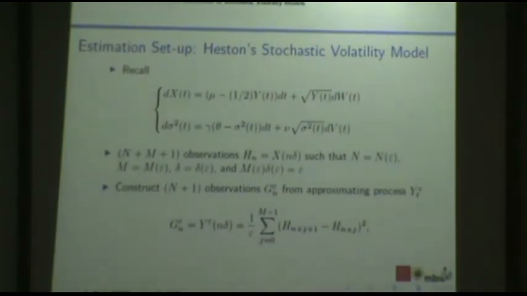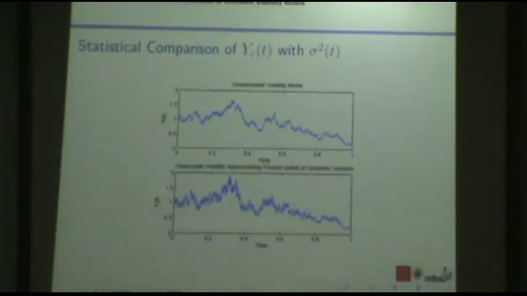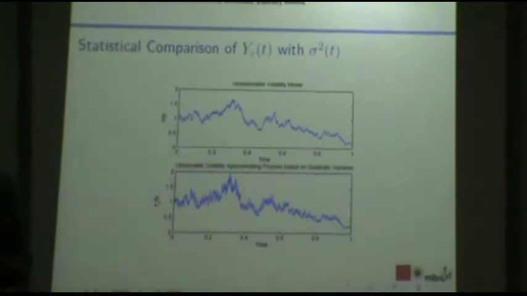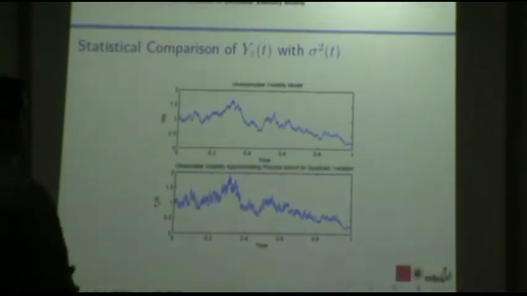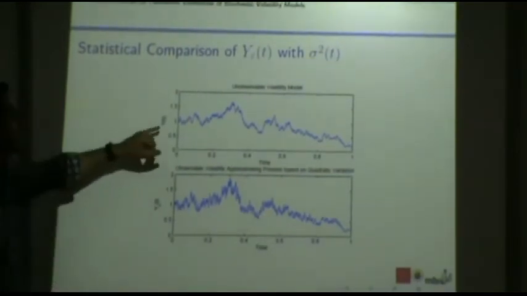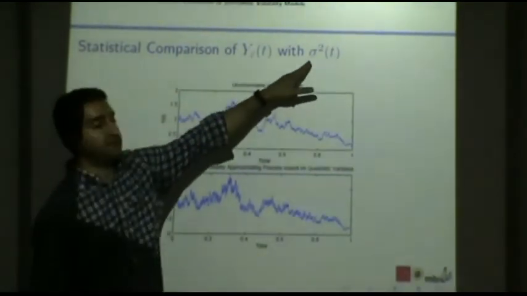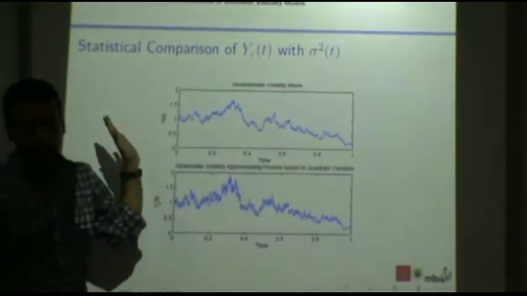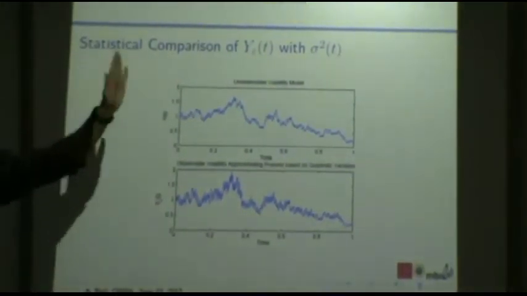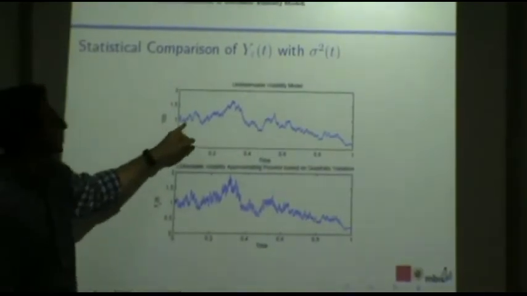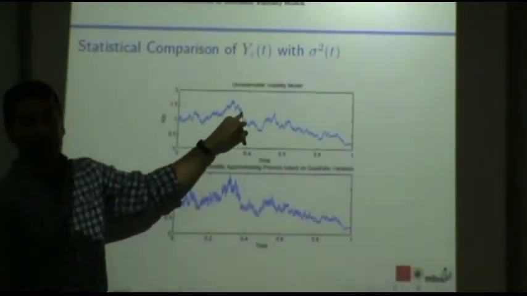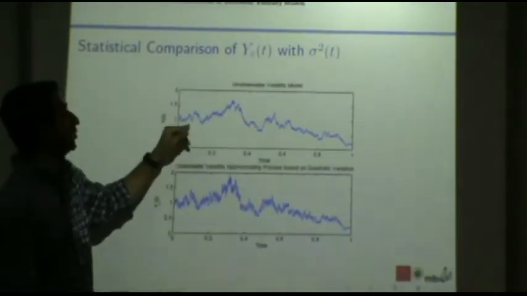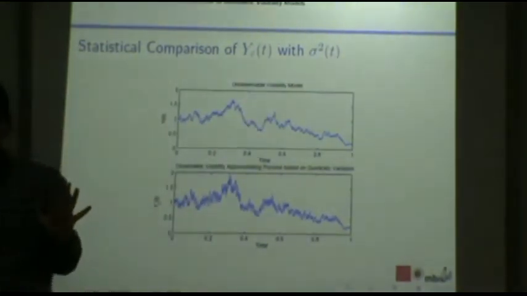I think I'll skip this. It's just some sort of notation here. The idea really lies in here. So of course, for the numerical results, we have set up a simulation example, where I assume certain parameter values for the process for sigma squared, and you simulate the trajectories for x and sigma squared. So this is the true trajectory that has been simulated from the process sigma squared.